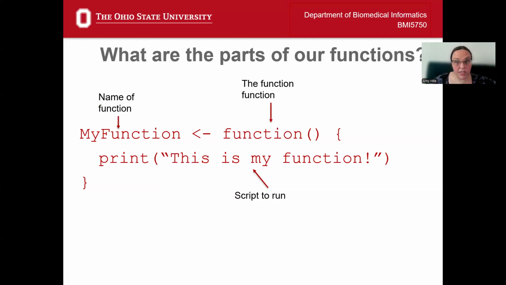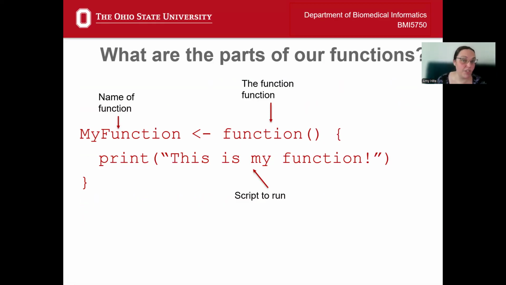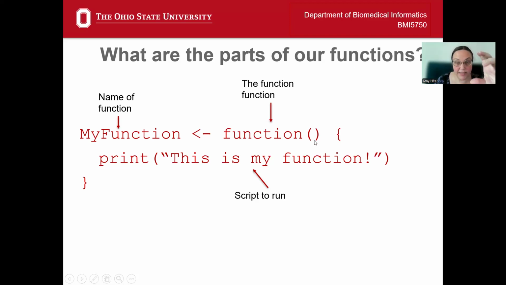So what are the parts of our function? We have the name of our function. We have the function. And then we have the script to run, which I've already said. Now, this super simple function does not require any input since these regular parentheses, they're empty. But arguments are variables that can be sent into the function and used in that bit of script within our curly brackets. And within these blank parentheses here is where we would define our arguments.